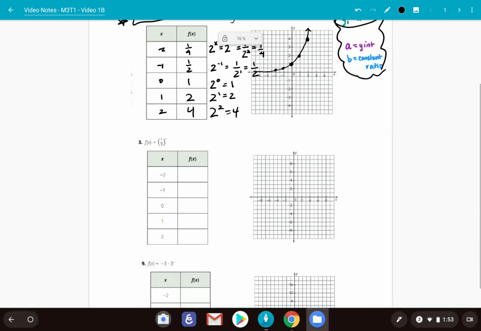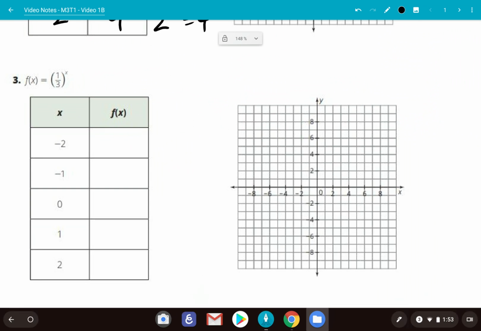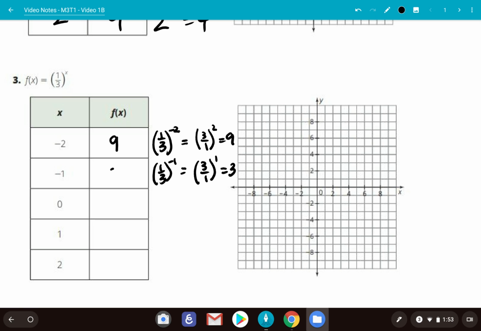All right, I'm going to do now number 3. We'll substitute in -2. 1/3 to the -2 power is the same as, using my rules for negative exponents, I'm going to take the reciprocal of my base, so that'd be 3 over 1, and then my exponent becomes positive. So we now have 9. I can substitute in the -1, take the reciprocal of the base, and then your exponent becomes positive.